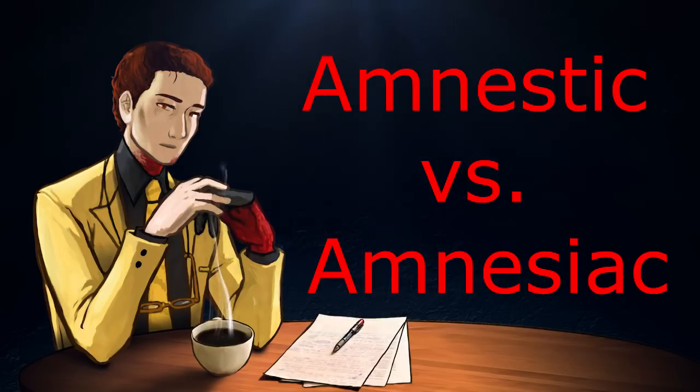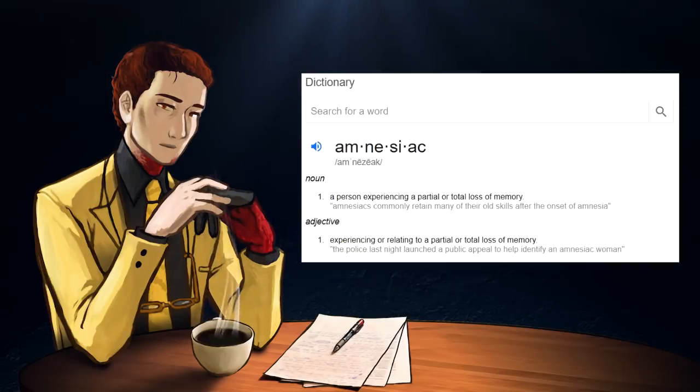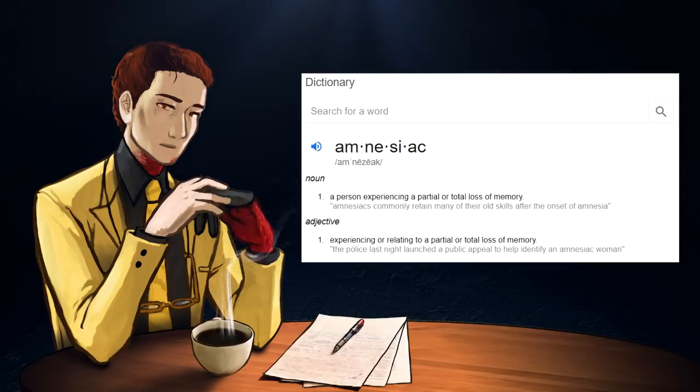Now, the reason that changed is pretty simple. The word amnesiac is already a real word with a defined meaning that's related to memory. It's actually the word for a person who's suffering from amnesia. And basically, the idea has always been, if you're going to make up a brand new word to fit your made-up thing, it definitely should not already exist and have a related but completely different meaning.